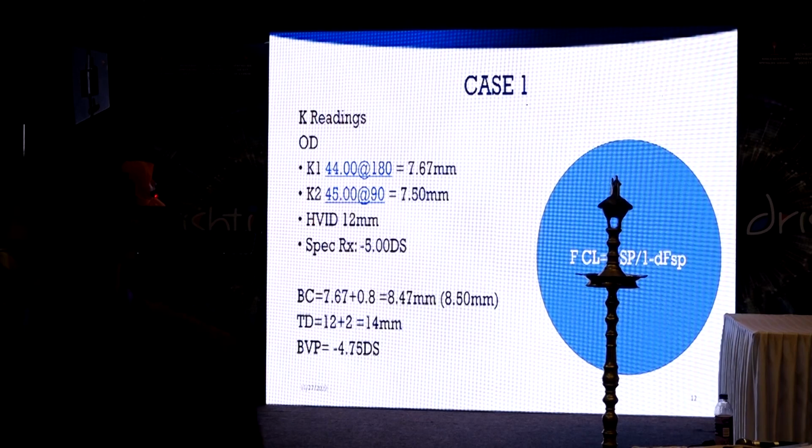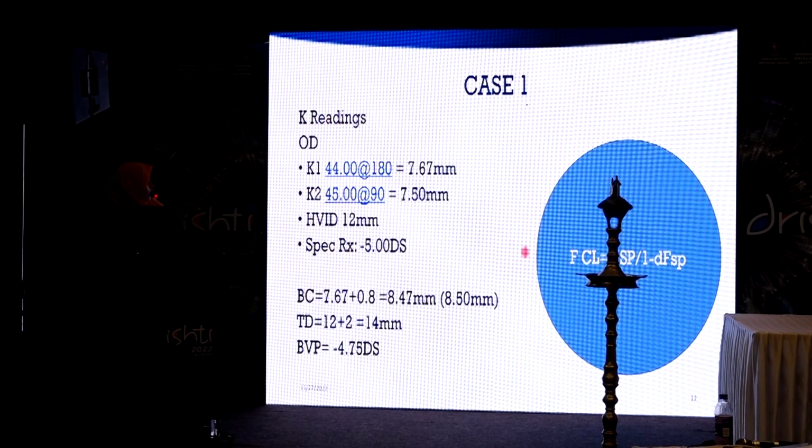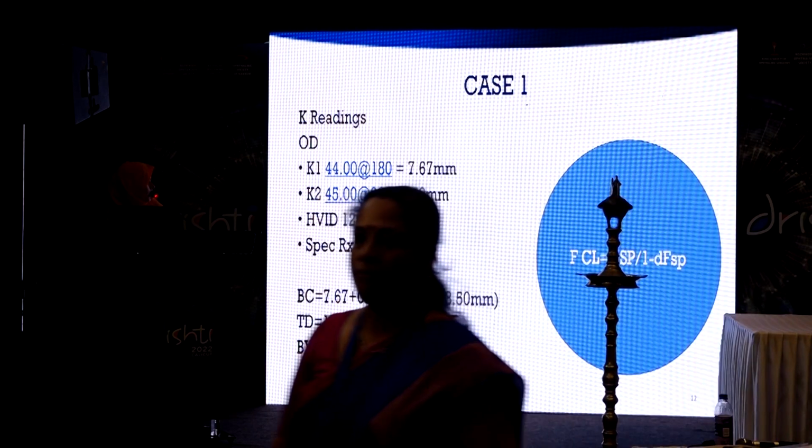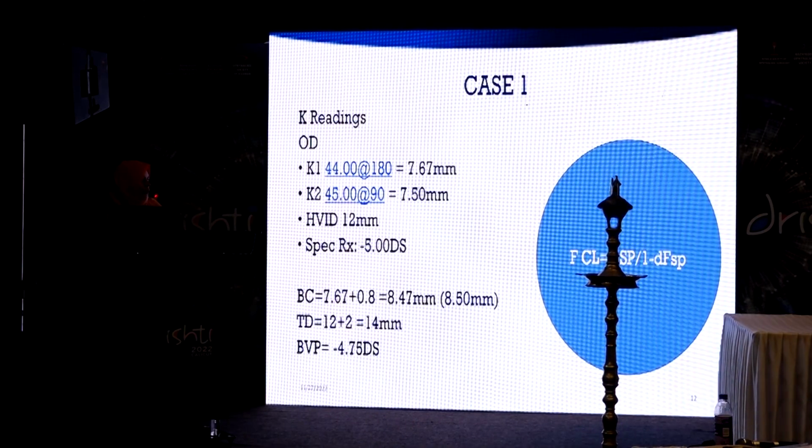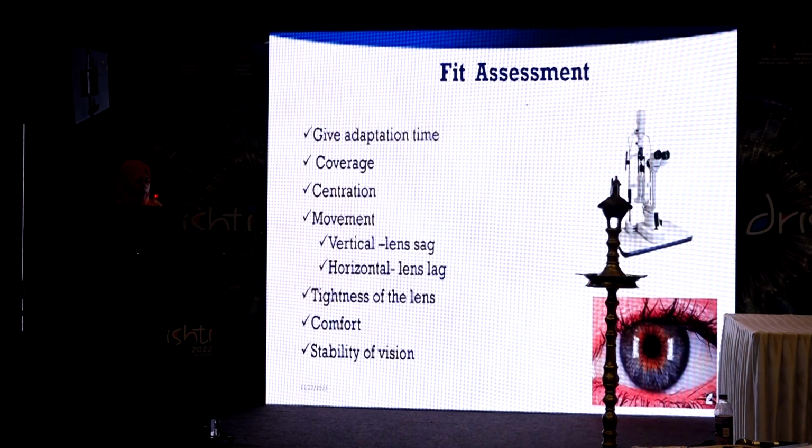So there is a case where K1 is 44 at 180, 7.67, and K2 is also given. So HVID is 12, and spectacle Rx is minus 5. So it is calculated with FCL is equal to FSP by 1 minus d into FSP. So it will give a base curve of around 8.47, and you have to add HVID plus 2, it will be giving 14. So with that FCL we will get the back vertex power as minus 4.75.